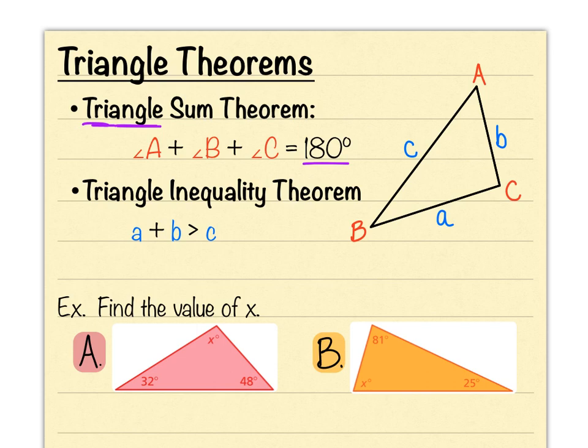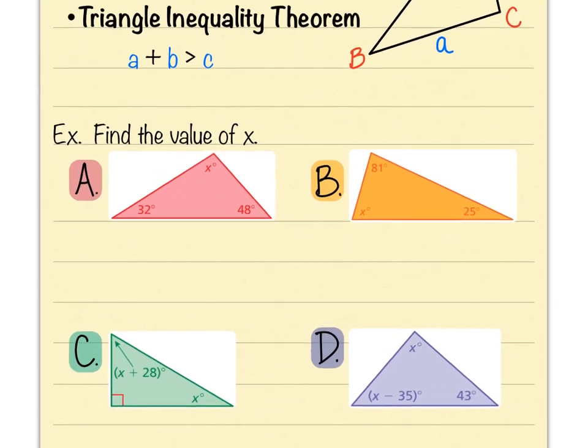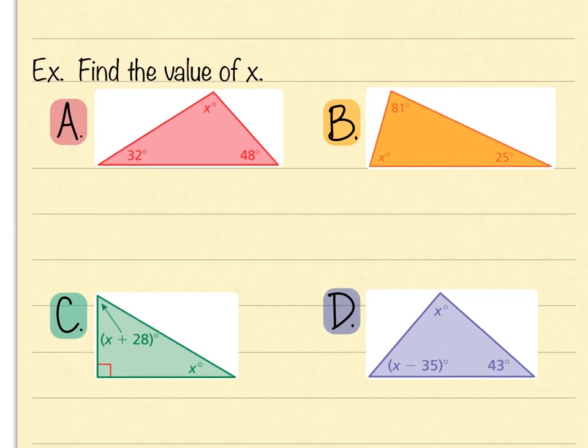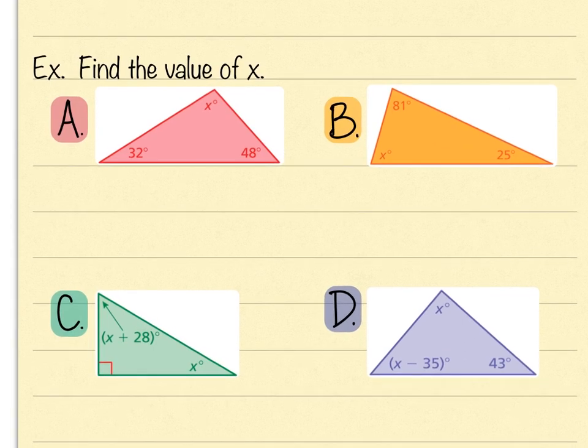But for right now, let's focus on the kind of problems you're going to see in your homework tonight. The first thing you're going to want to do is solve for x. The second thing you'll be asked to do is to identify what kind of triangle it is, just like you did on your last homework: acute, obtuse, or right triangles, scalene, isosceles, or equilateral triangles.